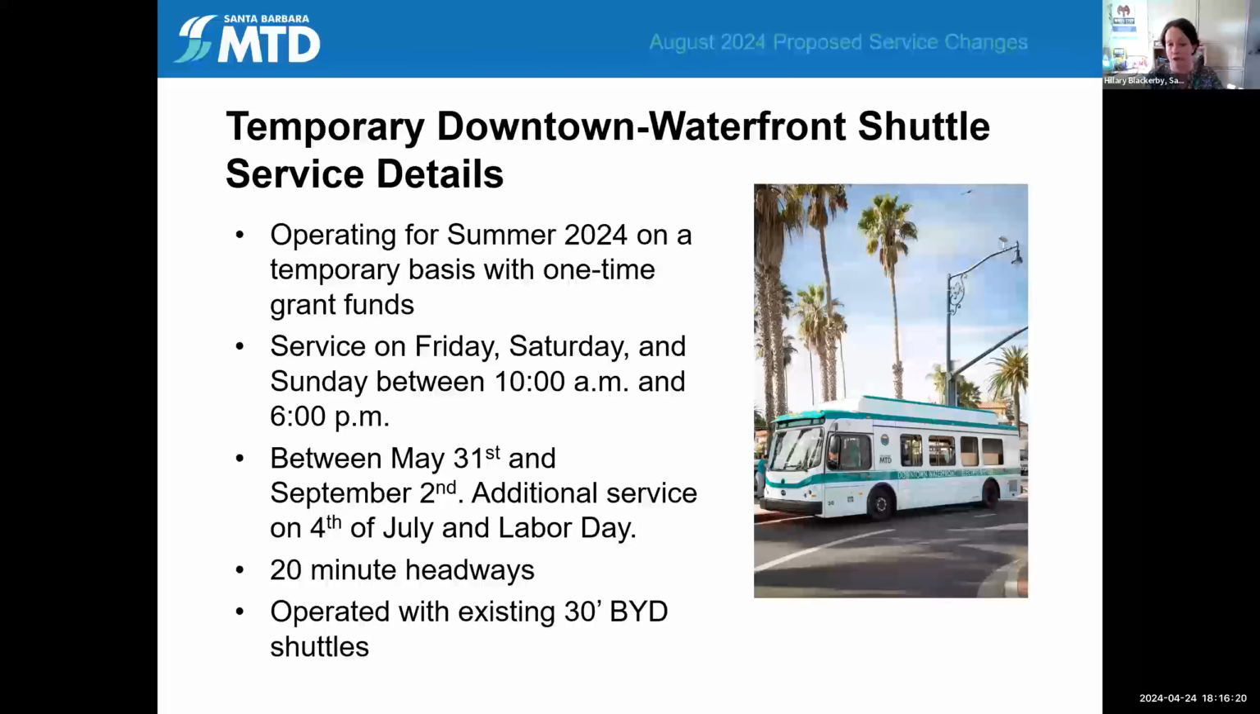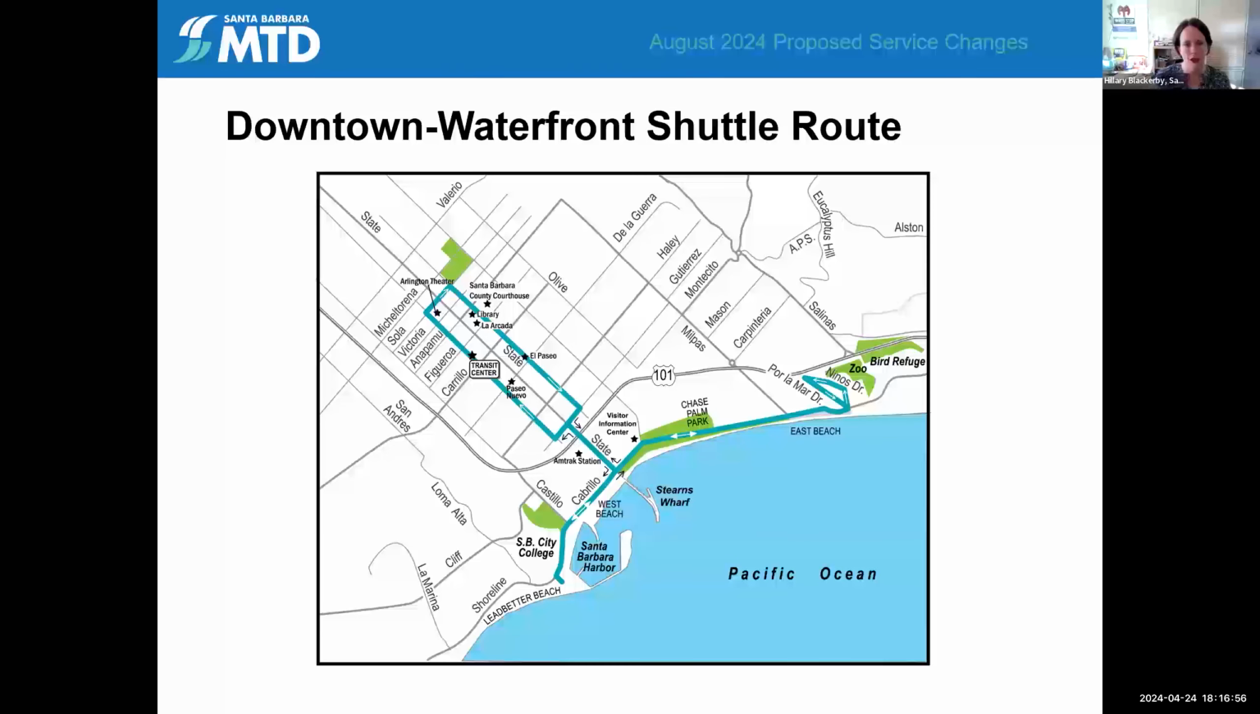It'll start Friday, May 31st and go until September 2nd, which is actually Labor Day Monday. And so this summer, in addition to Friday through Sunday, it'll run on Monday, Labor Day, and then also the 4th of July, which is a Thursday. It'll run every 20 minutes. So whatever stop you're at, a shuttle will come and get you every 20 minutes. And we're using the existing electric shuttles we used before that we've been having on other routes in the interim. There's a picture here of that shuttle. This is the route. It's different.